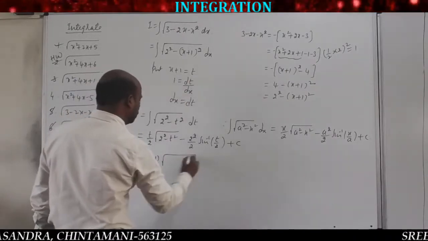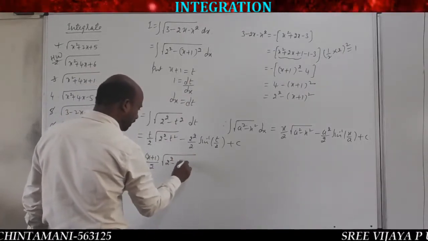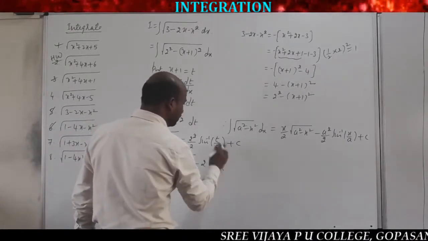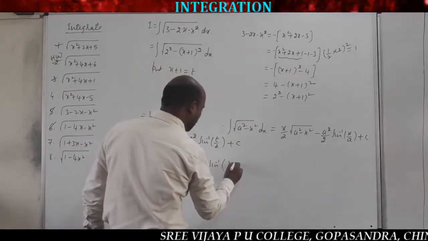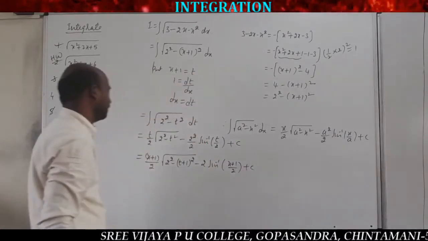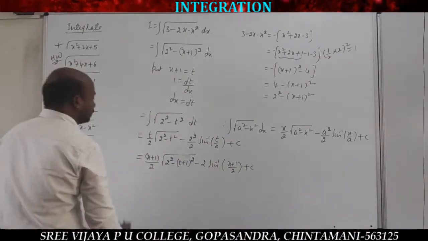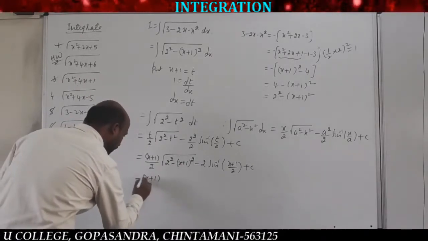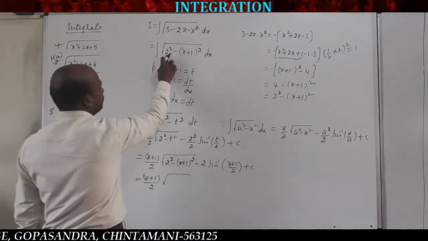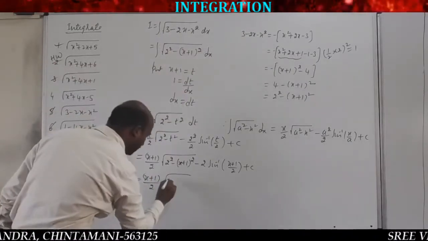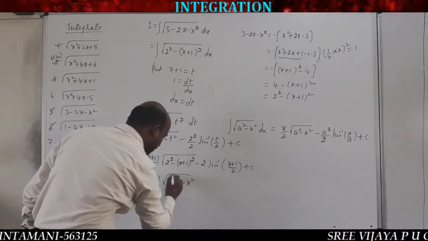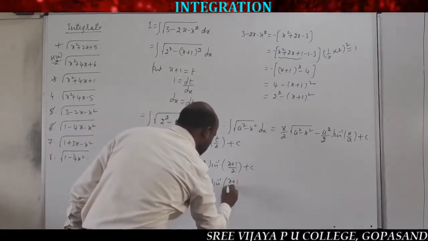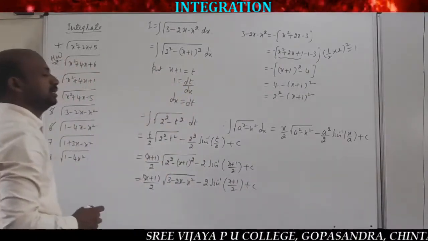So x plus 1 by 2 root of 2 square minus t plus 1 whole square, minus 4 by 2, that is 2 times sine inverse of t, which is again x plus 1 by 2, plus. So that is x plus 1 by 2 root of 2 square minus of x plus 1 whole square, which can be taken as 3 minus 2x minus x square, minus 2 times sine inverse of x plus 1 by 2 plus integral constant.